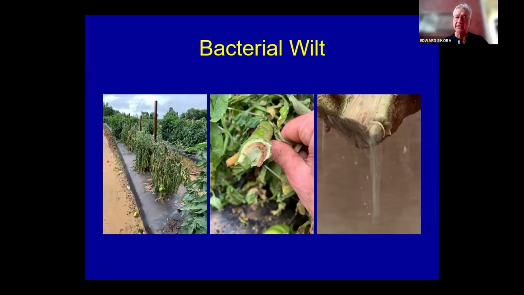Oftentimes you see wilt in low-lying areas. The bacterial disease likes it wet. So oftentimes you could try to avoid this problem. If you have a field with a history of bacterial wilt, there are no bactericides for it. There are no resistant varieties for it. There's nothing you can spray for it. So it's mainly just avoidance, avoiding those low-lying areas where the disease might be present. So, bacterial wilt.